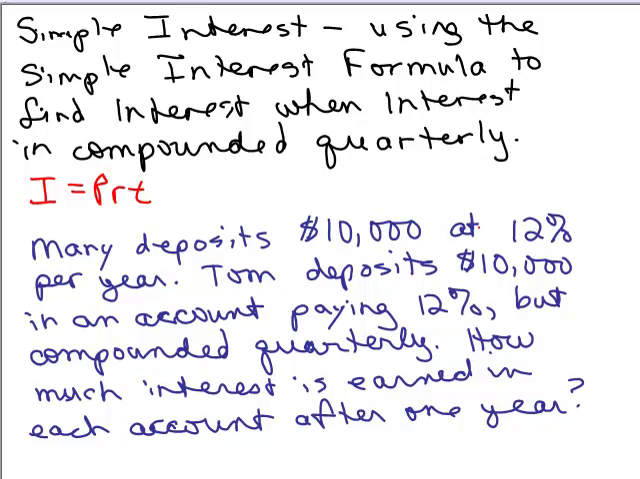Now this would be difficult to figure out if it was compounded daily, which is how many banks do it. So we're not going to do that. It would take 365 computations. But we'll do this. It'll take 4 computations, and we'll be able to see the difference between simple interest computed each year compared to compounded more frequently, as in compounded quarterly.